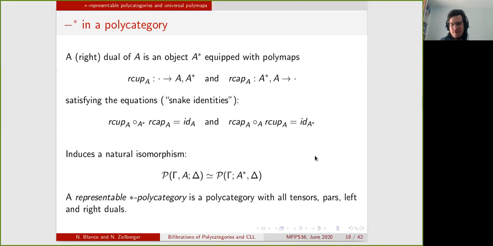So using all these notions, we get the notion of representable star polycategory that has been defined by Cockett and Seely, by saying that it is a polycategory that has all tensor, par, left and right duals.